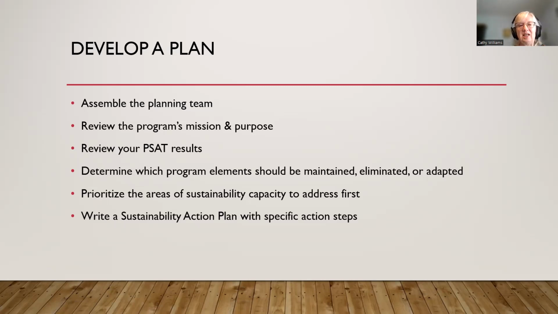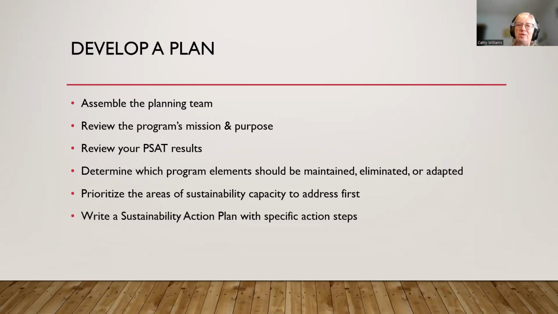So prioritize the areas of sustainability capacity to address first. When we get more into it, you'll see you get a report that tells you, of those 7 or 8 domains, depending on which one you did, that we're doing really good at this, kind of so-so at that, and really bad at that. And it might be tempting to say, oh, the ones that we're really bad at, we want to work on that. We really need to fix that.